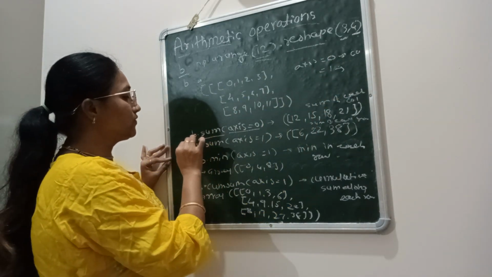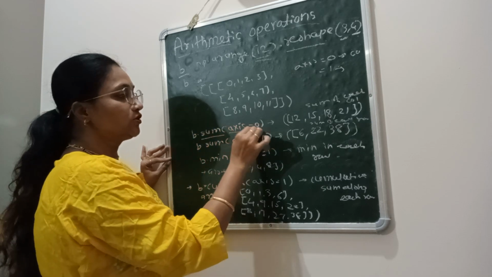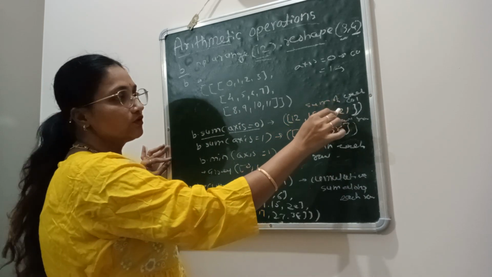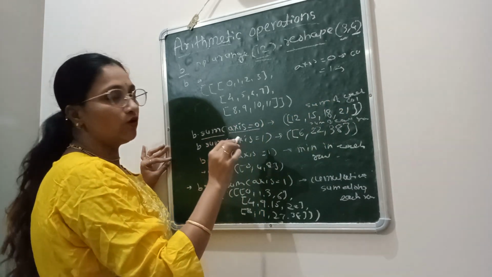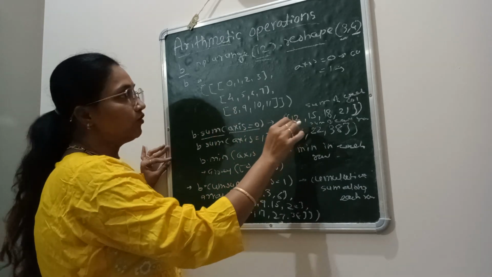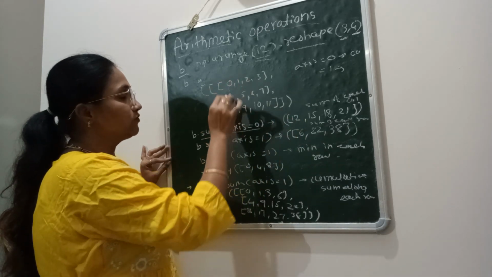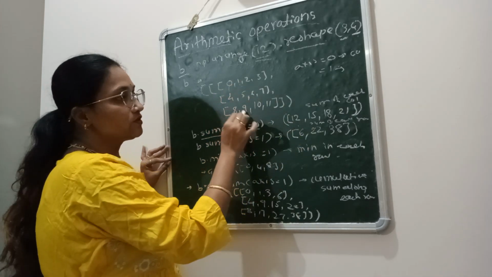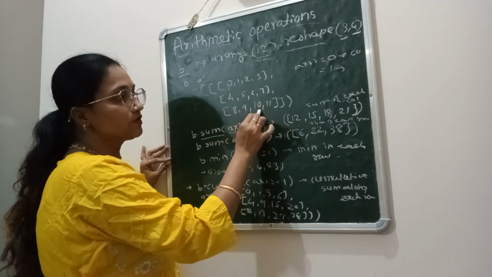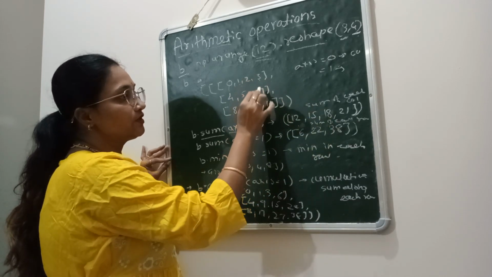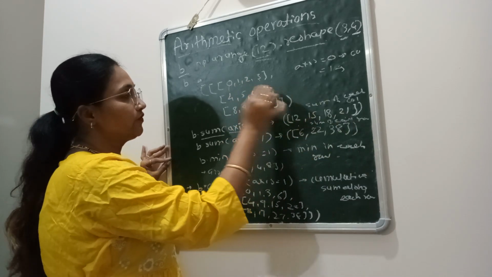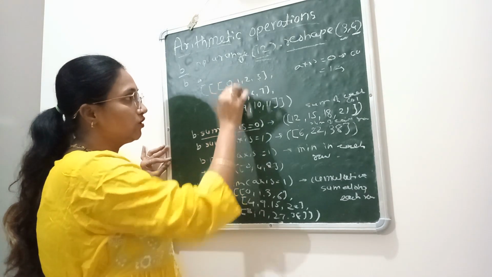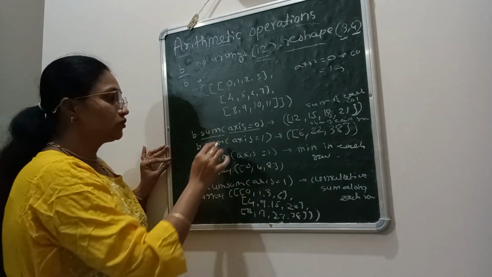Now next, if we write b equals sum, axis 0, that means it will be the sum of each column. It will return the sum of each column. So let us see how it is performed. Sum of each column: 0 plus 4 plus 8 will be 12, 1 plus 5 plus 9 will be 15, 2 plus 6 plus 10 will be 18, 3 plus 7 plus 11 will be 21. So we are adding each column: column 0, column 1, column 2 and column 3. So this was about axis 0.